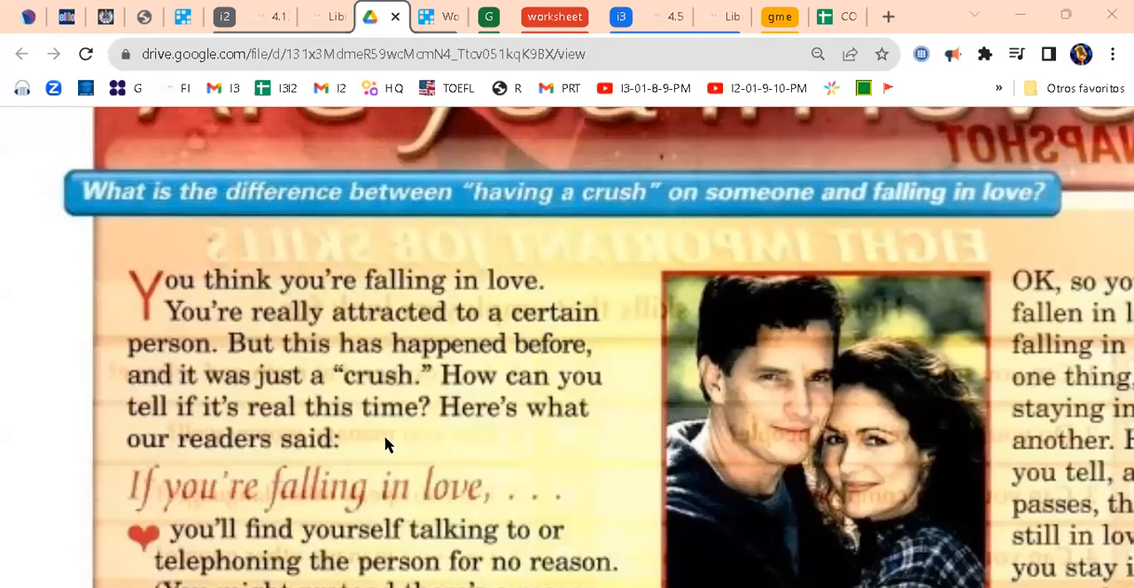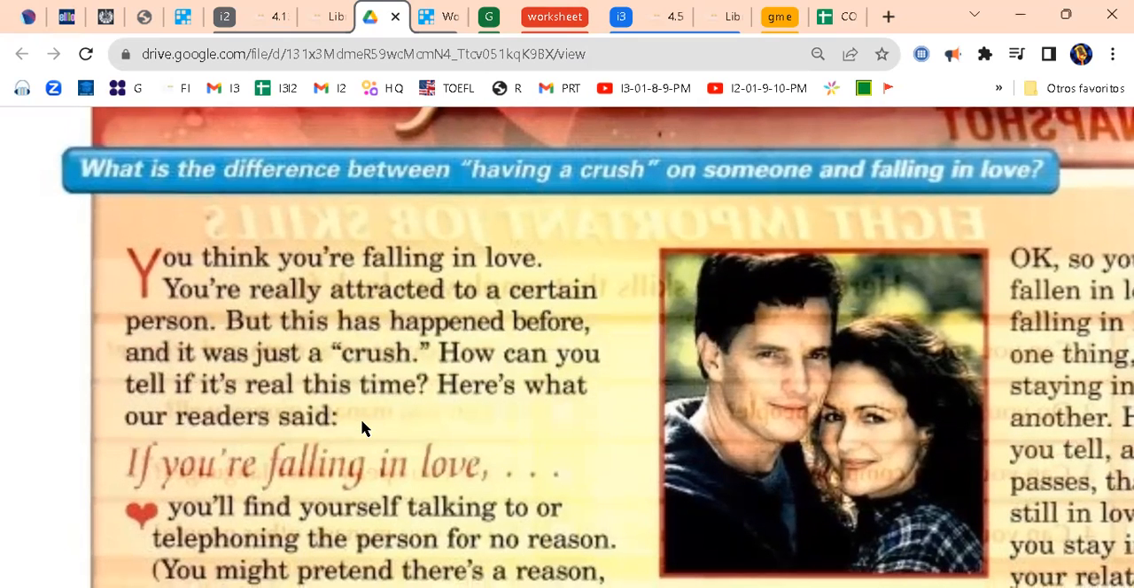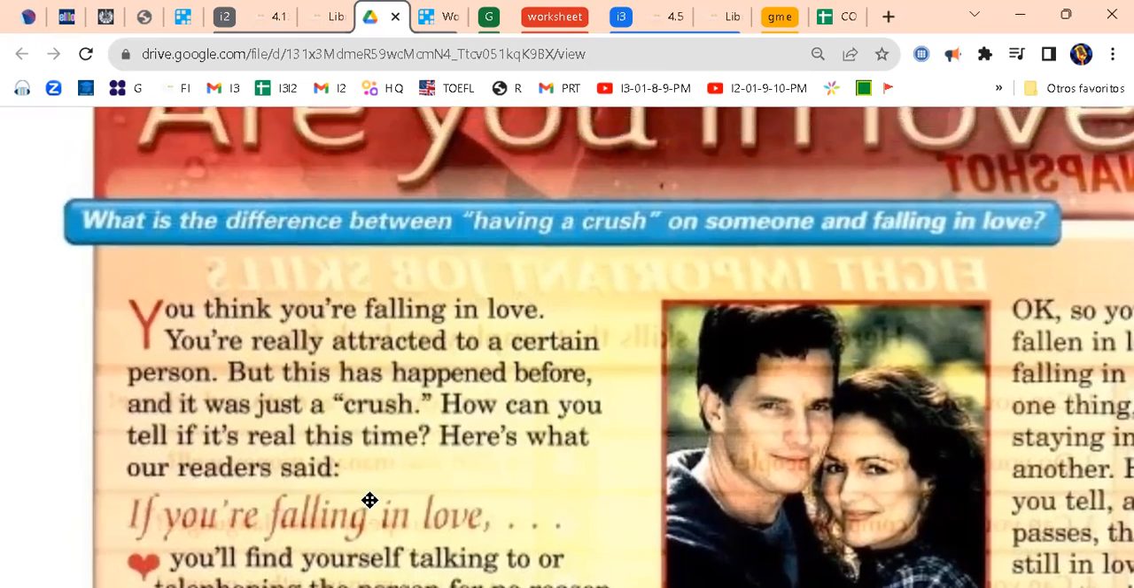Okay, nice, interesting. So you think you're falling in love. You're really attracted to a certain person, but this has happened before and it was just a crush. Okay, so nothing, right? How can you tell if it's real this time? Here's what the reader said.